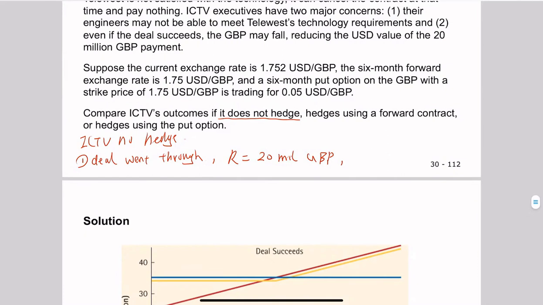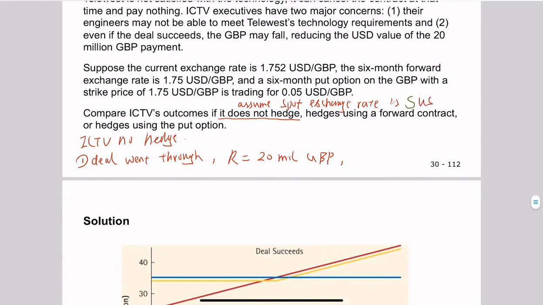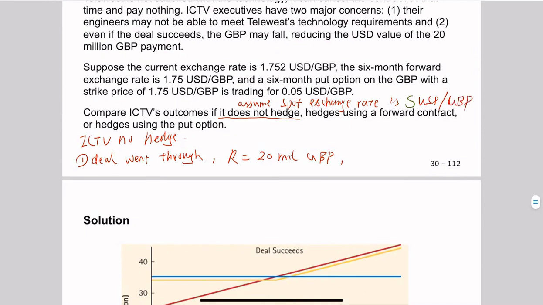So let's assume the spot exchange rate is S. So basically S means, okay, let me use a different color. So the spot exchange rate is S. Here basically S means for 1 British pound, you have to pay S US dollars, right?